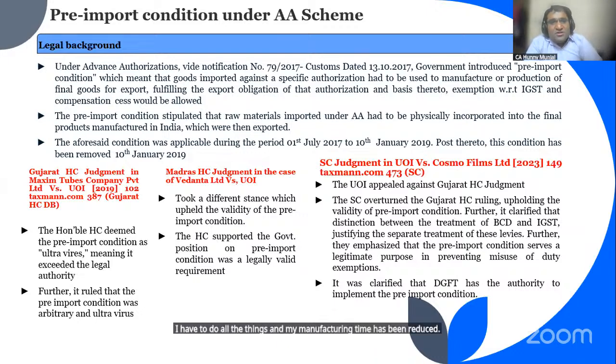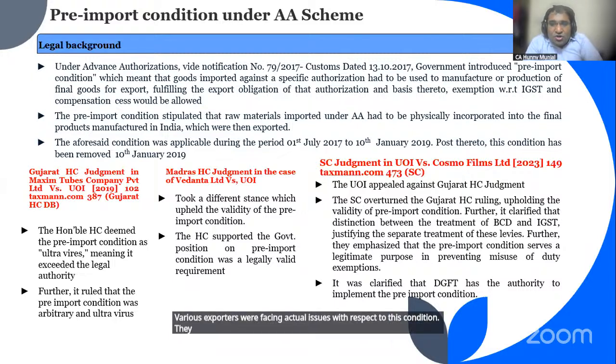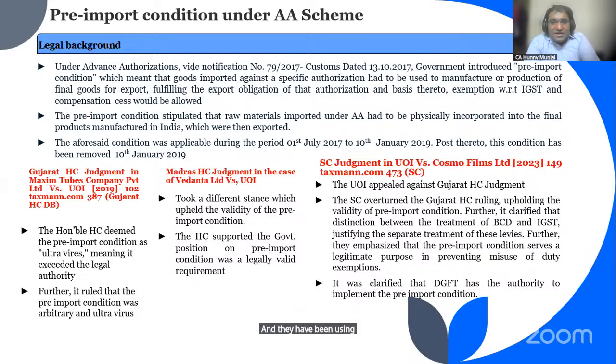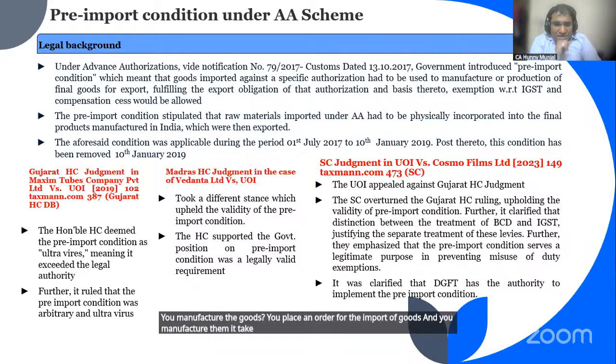So on the ground, various exporters were facing actual issues with respect to this condition. They were saying we do not have so much time to prove that all the raw materials have indeed been imported from outside India into India and have been used, because it generally goes on a cycle basis. You manufacture the goods, you place an order for the import of goods, and you manufacture the goods. It takes a little time on that.